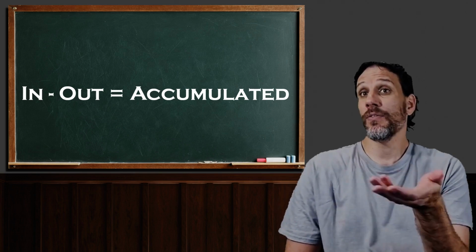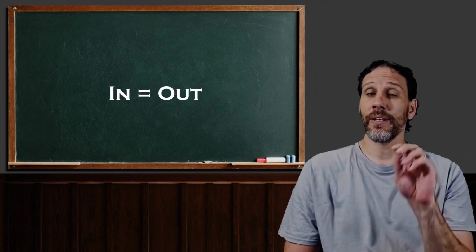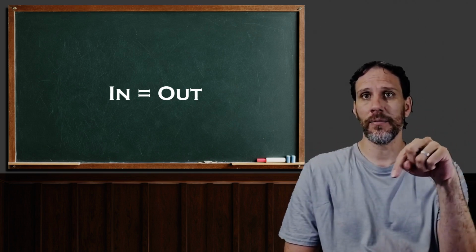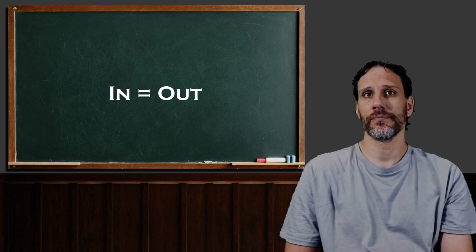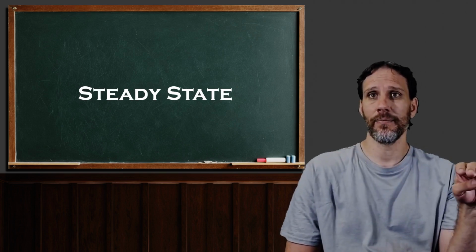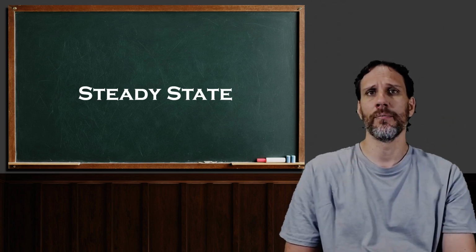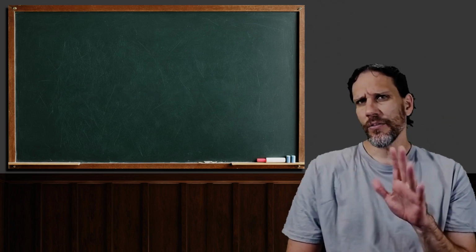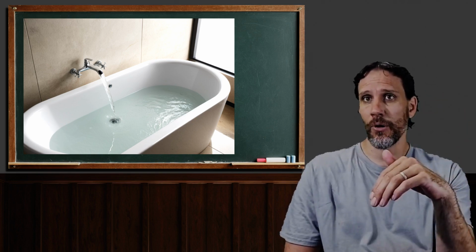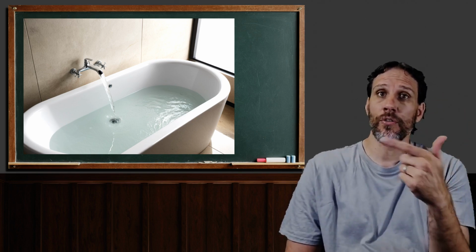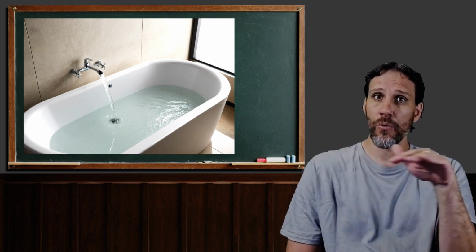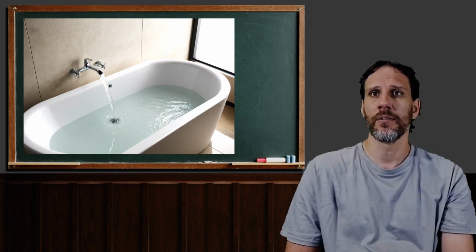This can actually be even simpler. If we take out exactly as much as we put in, the amount inside doesn't change. Chemical engineers call this steady state, and we use it all the time. Think of it like a bathtub. If the water flowing into the bathtub is equal to the water flowing out of the bathtub through the drain, the level of water in the bathtub will stay constant.